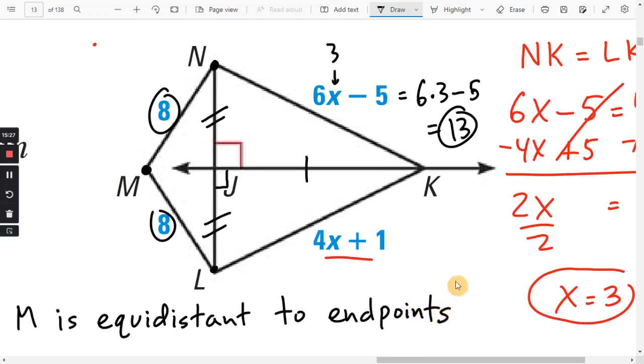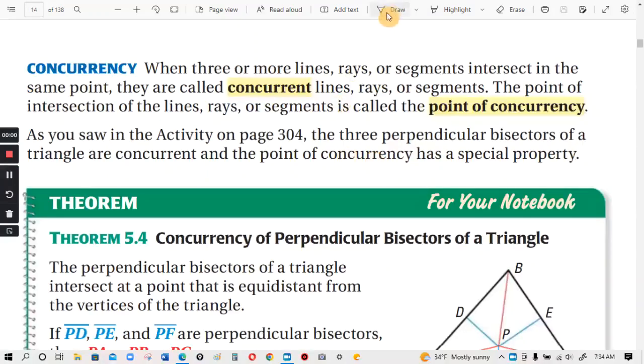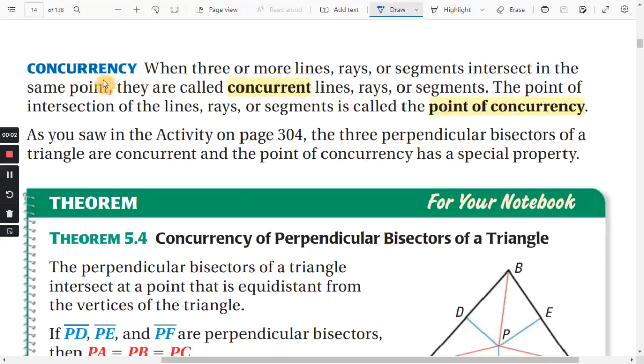When that happens, that means it's on the perpendicular bisector. All right, so the definition of concurrency: when three or more lines, rays, or segments intersect in the same point, they are called concurrent. And the point of intersection is called the point of concurrency. Basically, three or more lines, rays, or segments intersect at the same point. That means they are concurrent.